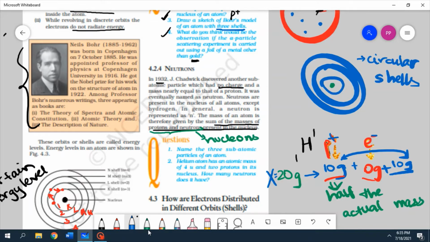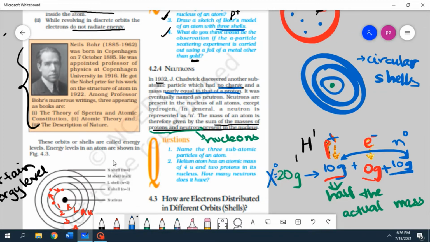Because if the charge of the third particle was positive, the overall charge of the atom would be positive, and if the charge of the third subatomic particle was negative, the overall charge would be negative. That's not true. The overall charge on an atom is neutral. So if this is positive and this is negative, the charge of the third subatomic particle should be neutral, right? Should be 0. It shouldn't have any charge. That's how he came to the conclusion that a neutron is a particle that has no charge, that means it's neutral, and a mass nearly equal to that of a proton. That's how he came to the conclusion.